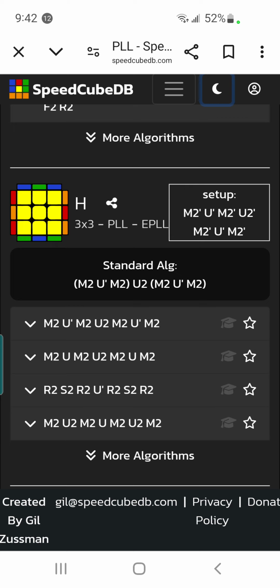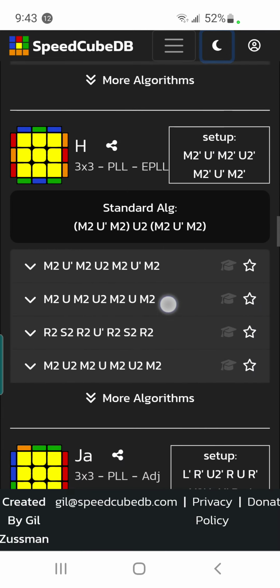There's like 1, 2, 3, 4, 6 algorithms here. So you can use the standard, these 4, and then the setup. Hold on. M2 prime, U prime, M2 prime, U2 prime, M2 prime, U prime, M2 prime. So yeah, it's pretty easy.